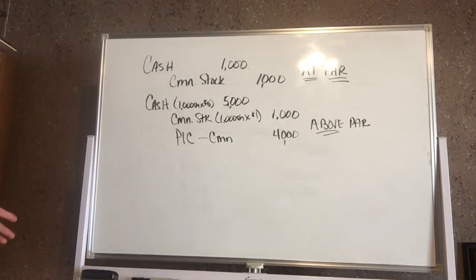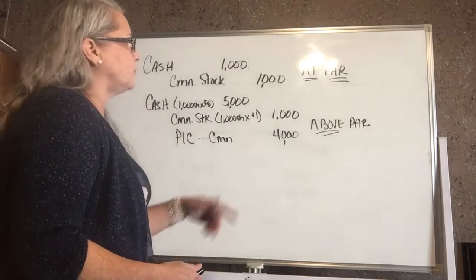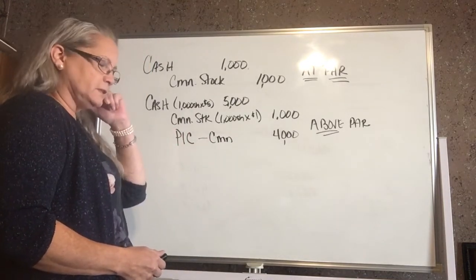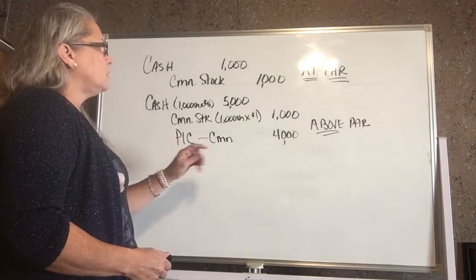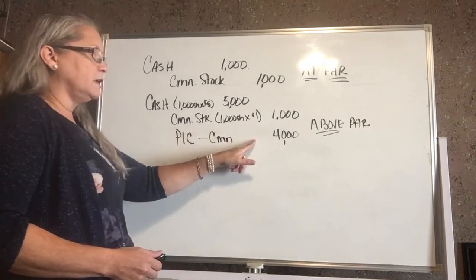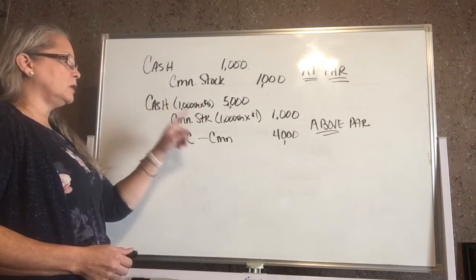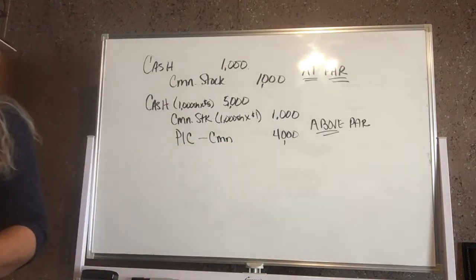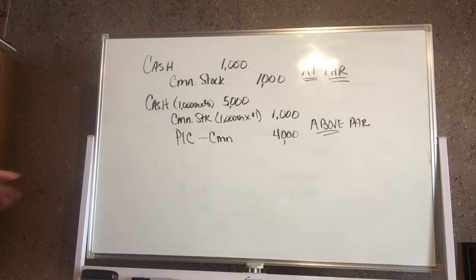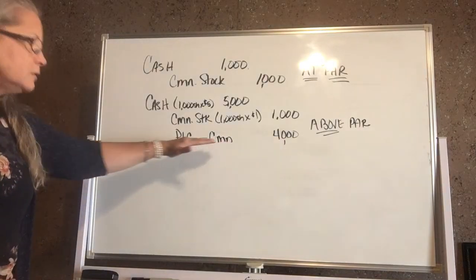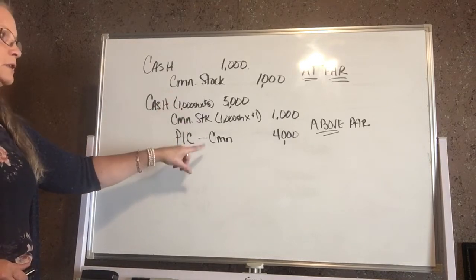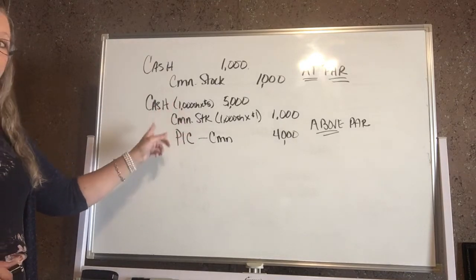So if I sold some for 50 cents now instead of $1, I would pull from here as a debit because this account has a balance in it. We'll get into that in just a few minutes. But this is going to be like your slush account. Anything above par goes in it. Anything below par comes out of it.